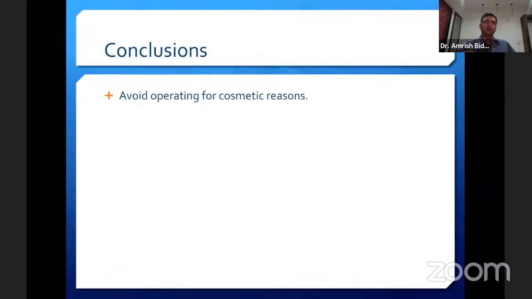You don't want to give a patient who has a wonky but painless foot a straight and painful foot. They will never thank you for that. So make sure that you are operating for the right reason in a symptomatic patient. And if you do all the things correctly, it has a good result.